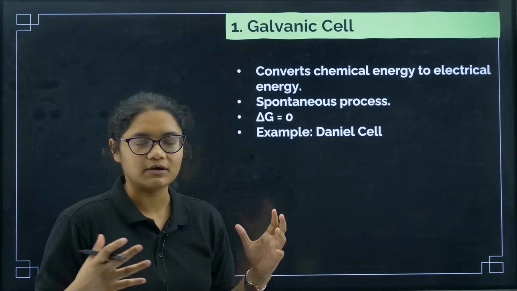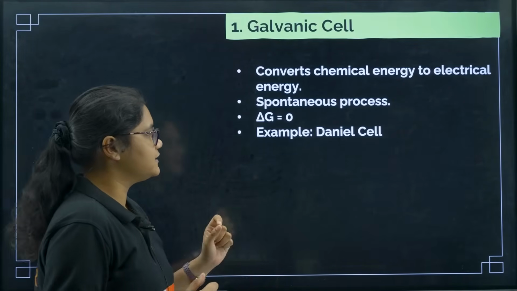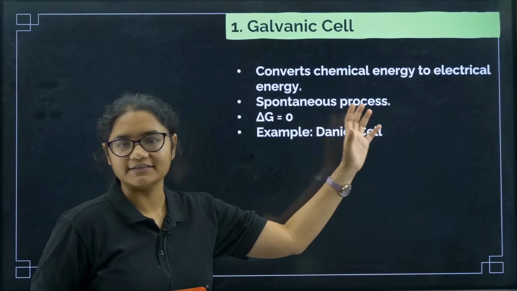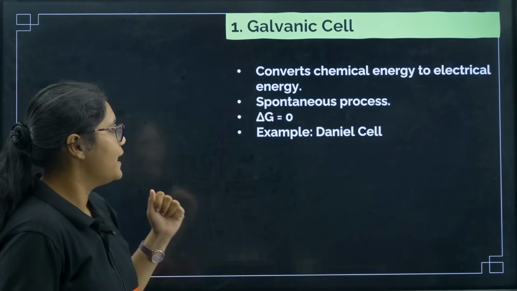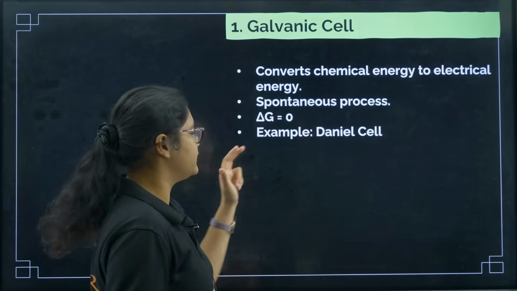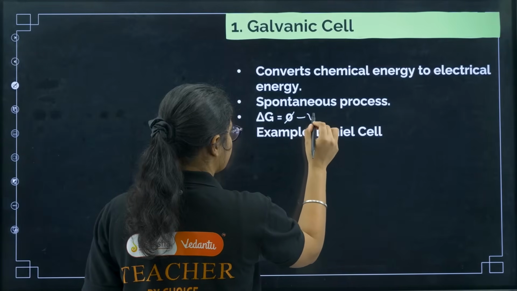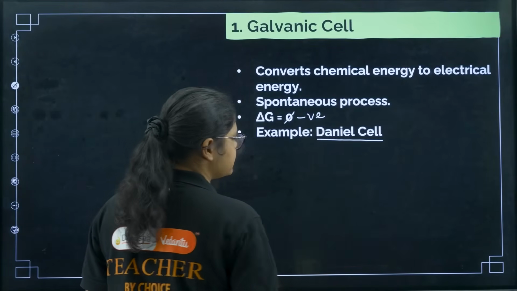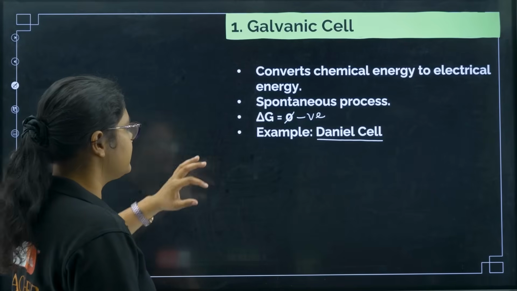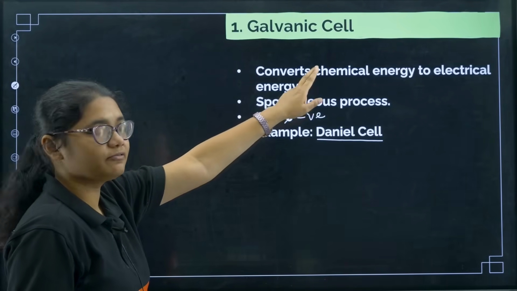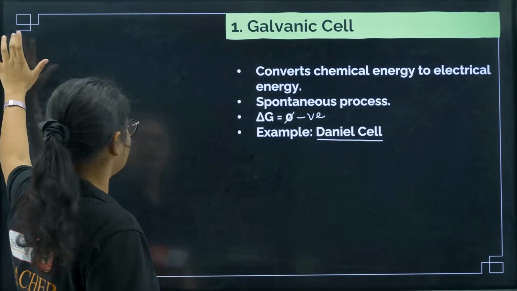First, what is a galvanic cell? A galvanic cell converts chemical energy into electrical energy, and it is a spontaneous process. Because it is a spontaneous process, delta G is negative. An example is the Daniell cell. The main thing to focus on here is the conversion of chemical energy to electrical energy.